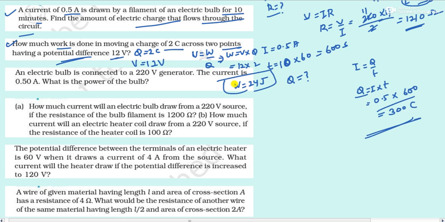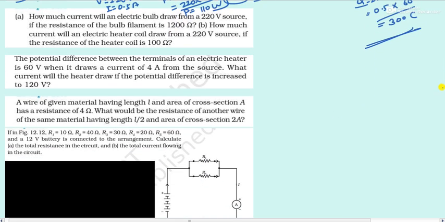Okay. Next question. An electric bulb is connected to a generator. Voltage again is given as 220 volt. Current is 0.5. Okay, I is 0.5. What is the power? So again, P is equal to VI. Simple. So 220 into 0.5. 0.5 is half of any value. So this is 110 watt. See, all of them are 1 mark questions. Okay, I hope you can do them now.